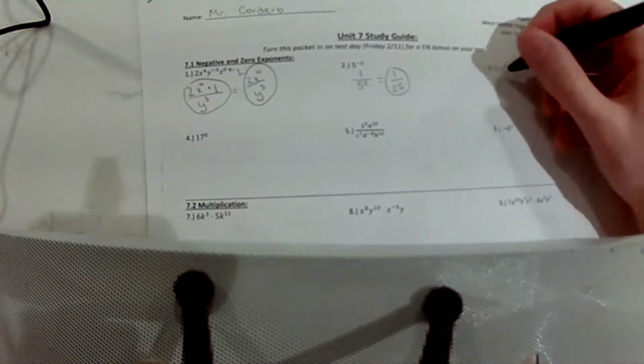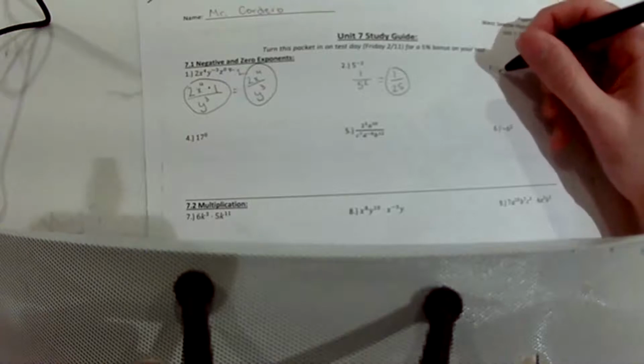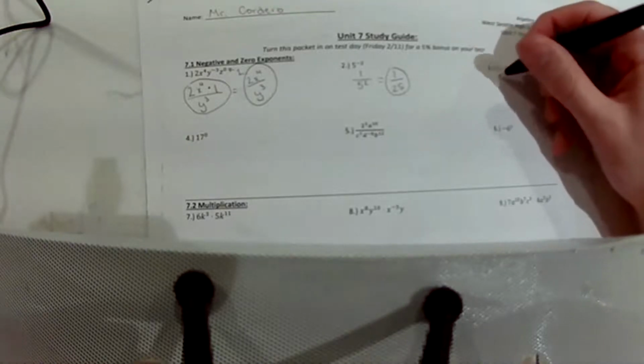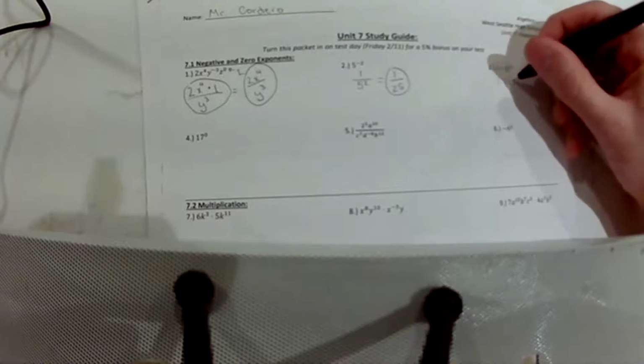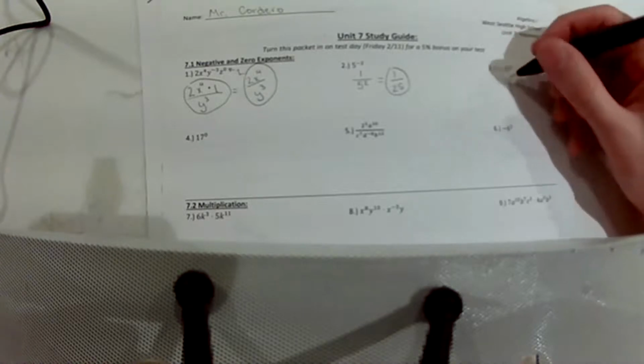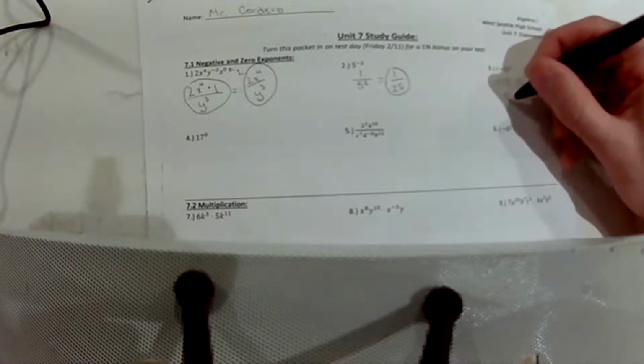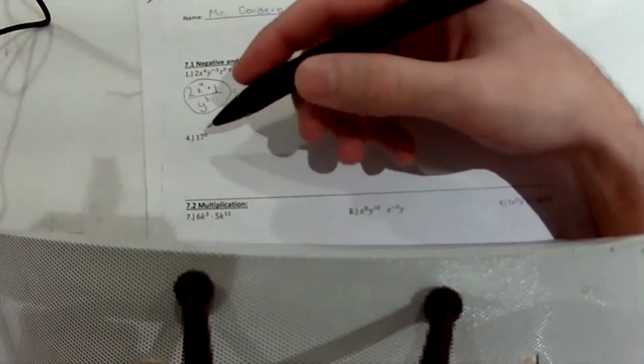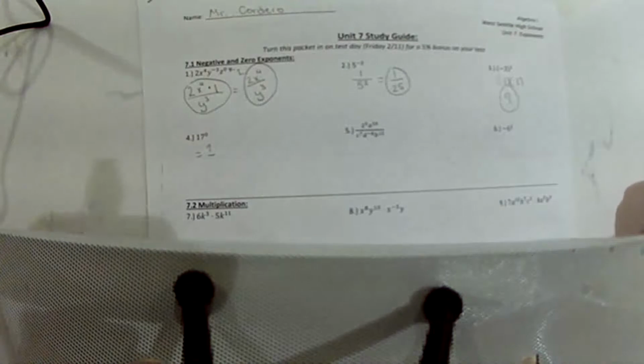This is 1 over 25. Negative 3 squared. Notice that this is an entire thing, all of negative 3 squared. In other words, that's negative 3 times itself. That's why this will be a positive 9. Negative times negative is positive 9. All right. This next one, 17 to the 0th. Remember, we just said anything to the 0th is 1. So that's your final answer, is just 1.